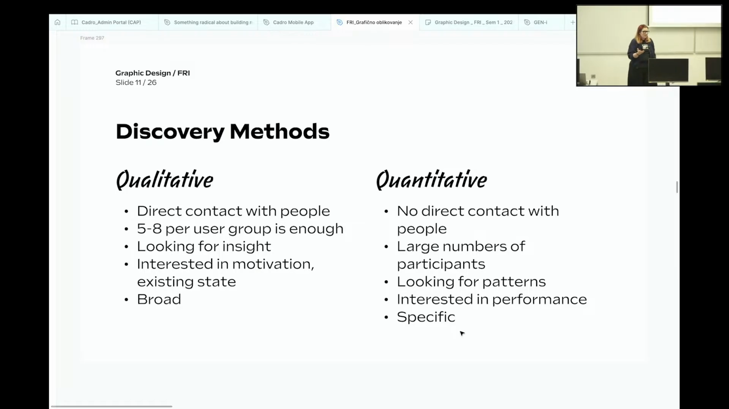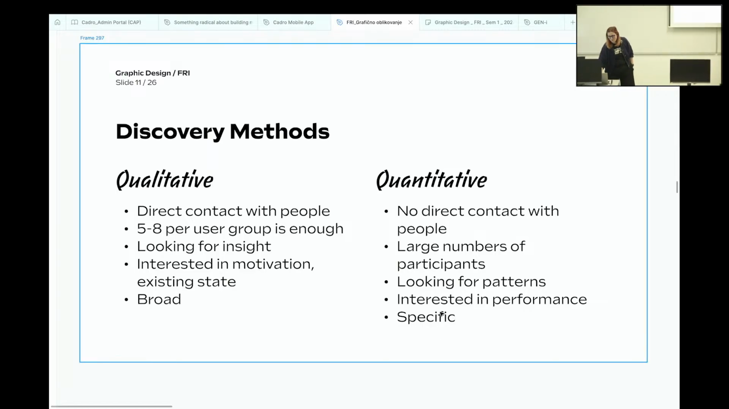So one is behavior. Am I really that interested? Is that really so important to me if I never look at the menu? So we always have to look for behavior, not what people say. And we'll talk about this also in the interviews.